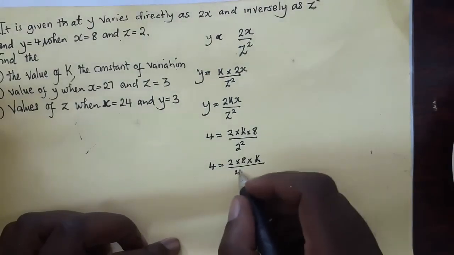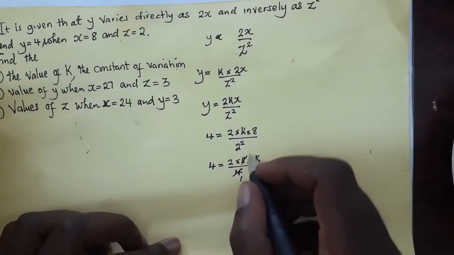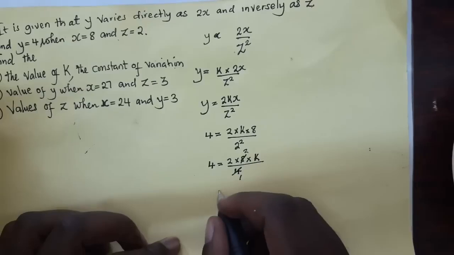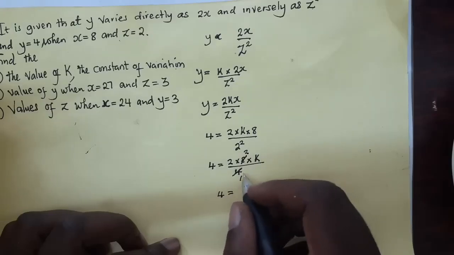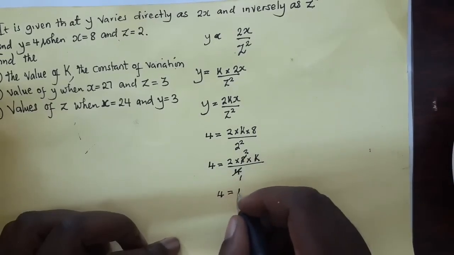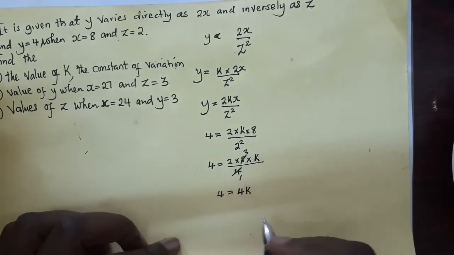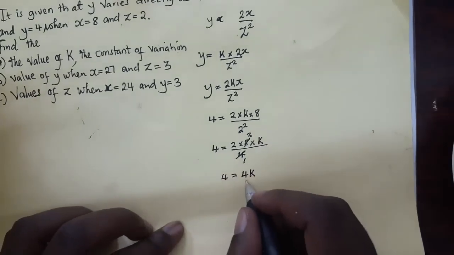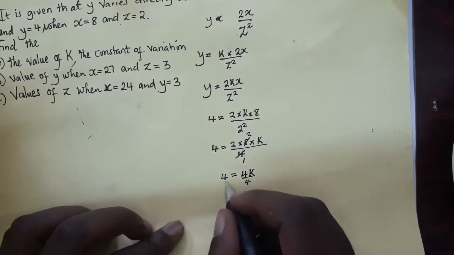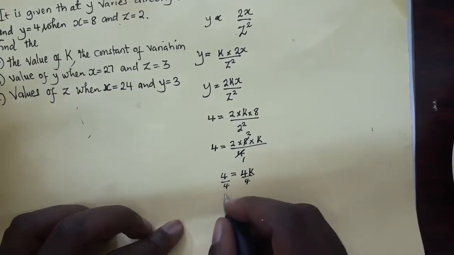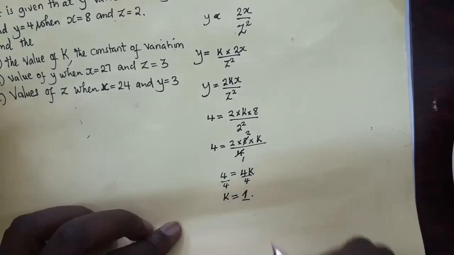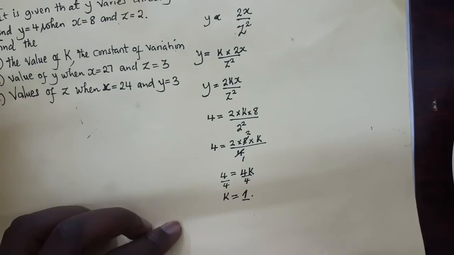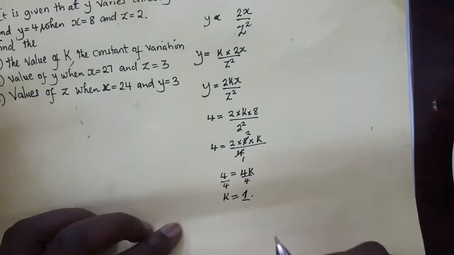Then 4 into 4 is 1, 4 into 8 is 2. So I'm going to have 4 is equals to 2 multiplied by 2, it is 4. Then 4 multiplied by k, we're going to have 4k. All right? So, to find the value of k, we're going to divide both sides by 4. Therefore, k is equals to 1. Are we there? The value of k is 1.